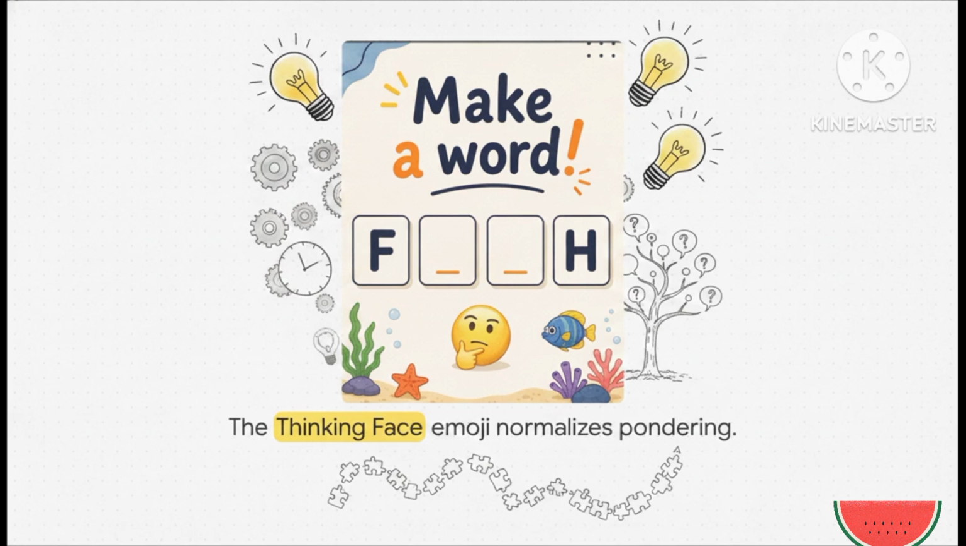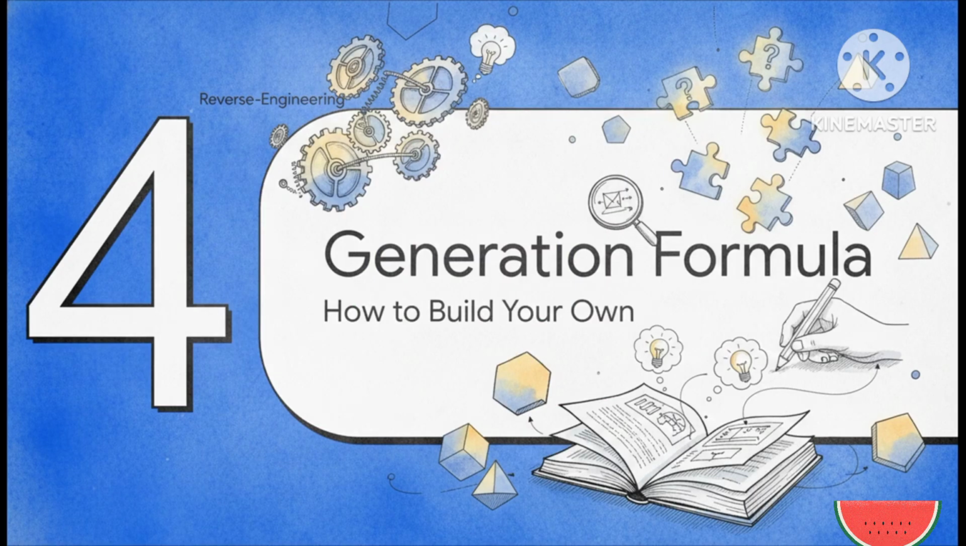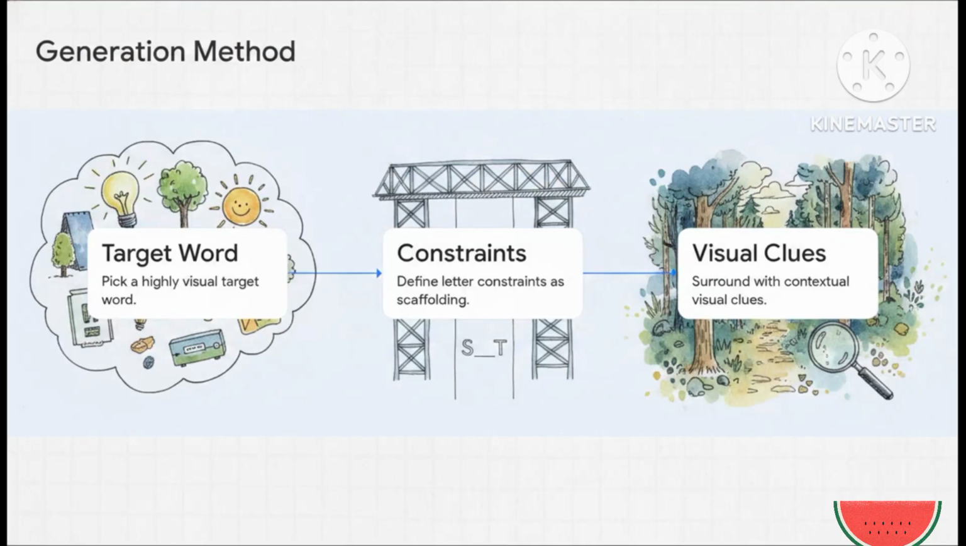Finally, we arrive at Section 4, the question generation formula, showing you how to build your own. Having completely reverse engineered our source image, let's pivot away from analyzing and get into applying. We've seen exactly how the puzzle works. Now it's time to arm you with the tools to confidently build your own. So the crucial point is this highly actionable 3-step generation method derived directly from our analysis today.